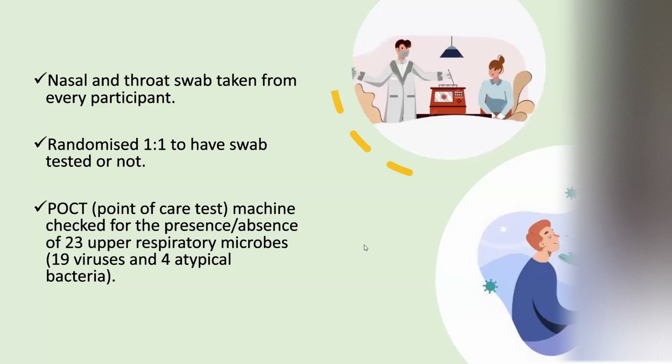With our trial, we would take a nose and throat swab from every participant that comes into GP practice with a respiratory tract infection, who have consented to be part of the trial. They would be randomised to either have their swab tested on the machine or to not have it tested. Our point of care test machine is basically a big PCR machine, which everyone's a bit more familiar with after COVID. It checks for 23 different microbes overall, a mixture of viruses and also atypical bacteria. The viruses range from, for example, COVID, and then there are atypical bacteria as well, such as pneumonia and things like that.